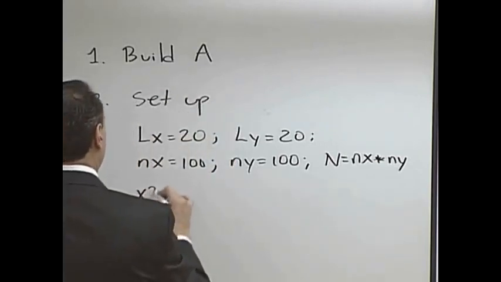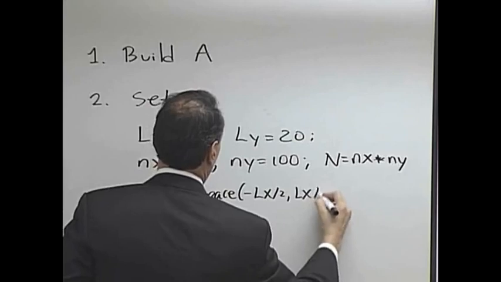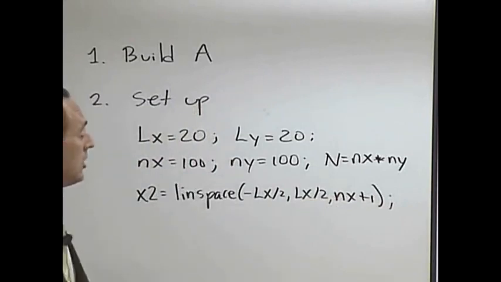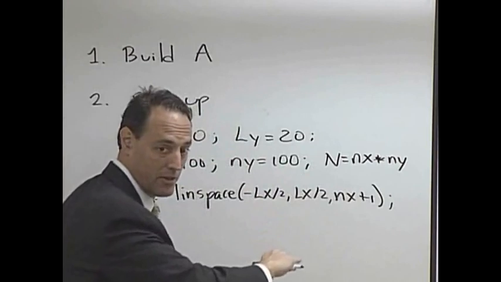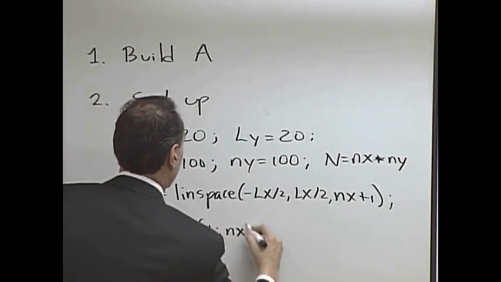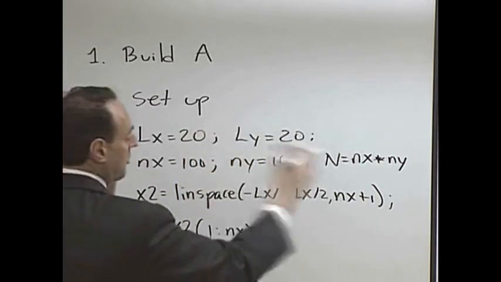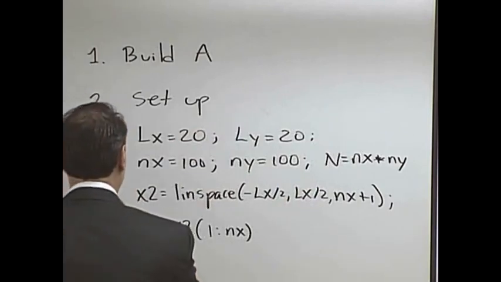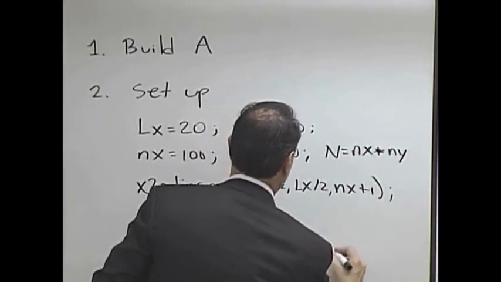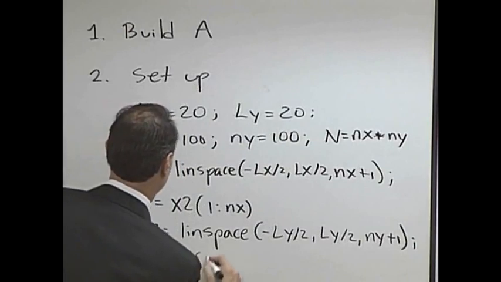So let's define our x2, which will be a linear space that goes from negative Lx over 2 to Lx over 2 in nx plus 1 points. Remember, part of the reason we go to nx plus 1 is because the last point's going to be the same as the first. And so the x we actually want to work with is just the first 1 through nx points. Okay? So now we decided it's going to be this big with this many points. There's our x vector. You do the same thing with y. y2 is a linear space, negative Ly over 2 to Ly over 2, with ny plus 1 points, and y is equal to y2, 1 to ny.